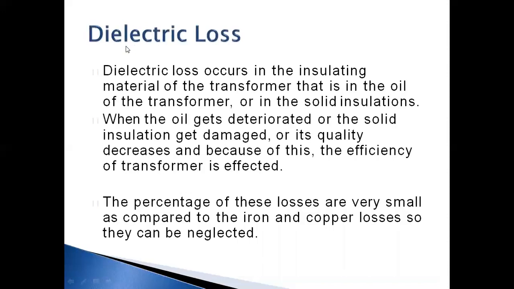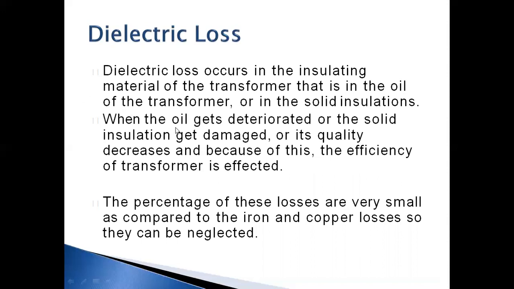Another is the dielectric loss. Dielectric loss occurs in the insulating material of the transformer. That is the insulating material known as the oil of the transformer or the solid insulations. Those are the insulating materials where the dielectric loss occurs.